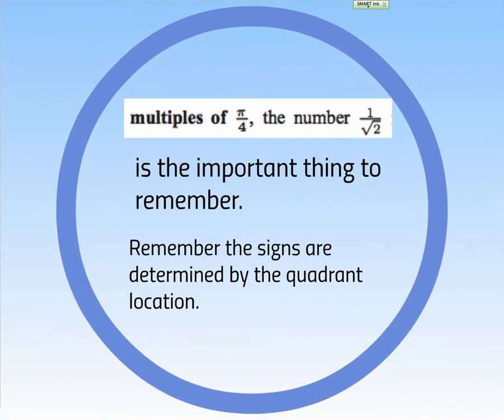So kind of what I was just going for was, remember that with those multiples of pi over 4, the number 1 over the square root of 2 is important to remember. Also remember the signs are determined by the quadrant location.